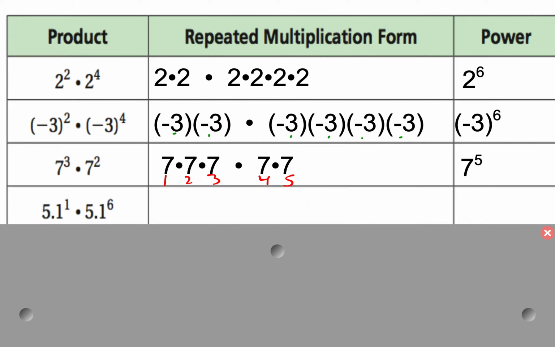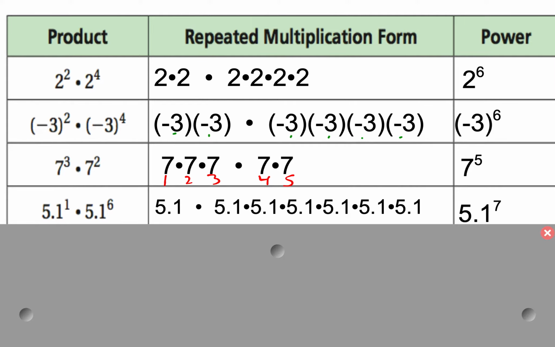Okay, 5.1 to the 1st times 5.1 to the 6th. So we've got 5.1 to the 1st, which is just 5.1. 5.1 to the 6th, that's 5.1 multiplied by itself a total of 6 times. And we end up with 7 of these in total.